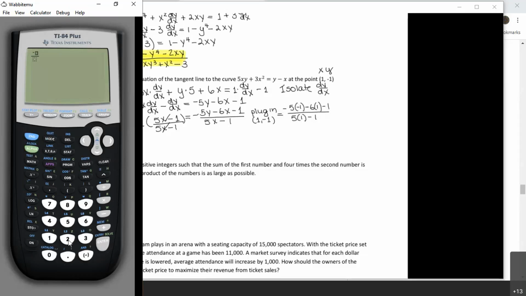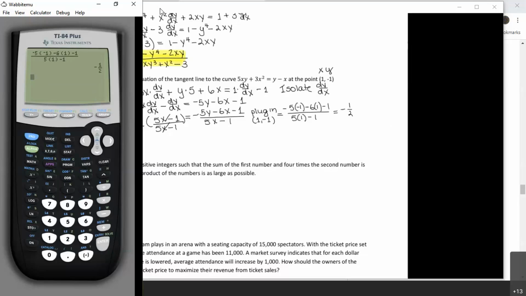So let me type this in: 5, parentheses, negative 1, minus sign, 6, parentheses 1, minus 1. It looks exactly like what I wrote. Then I have 5, parentheses 1, minus 1. The other good news about this is it'll give you your answer as a fraction. You don't have to do math frac. So this says my slope is negative 1/2.